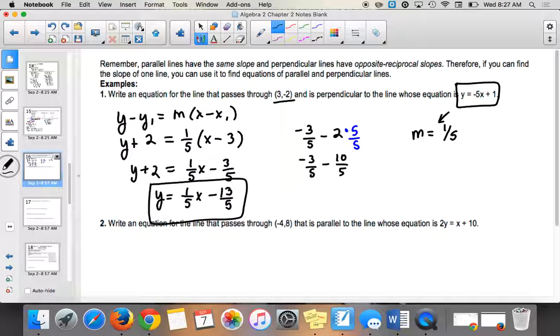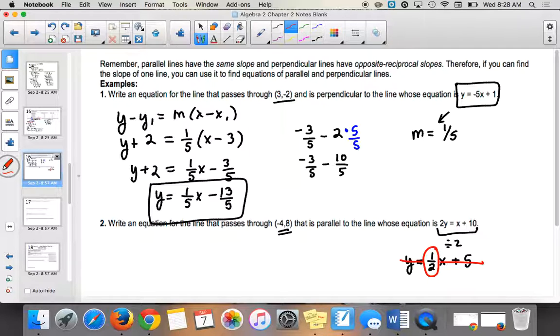All right, so sometimes it's not set up exactly so you can see the slope, like the next one says write the equation for the line that passes through -4, 8, and is parallel to this equation. Okay, so at first glance, it looks like your slope is 1, but it's not 1, right? Because we haven't solved for y. Okay, so we're going to divide everything by 2. So we get y equals 1/2 x plus 5. And the only thing we're using from this line is the slope. You can kind of even just cross everything else out. We don't worry about it at all.